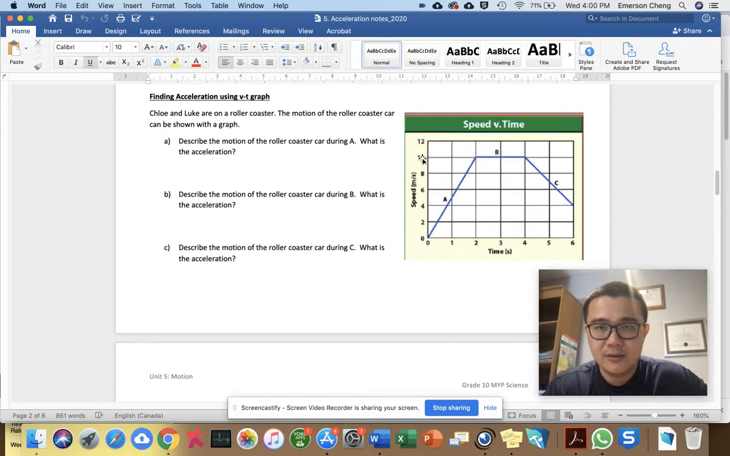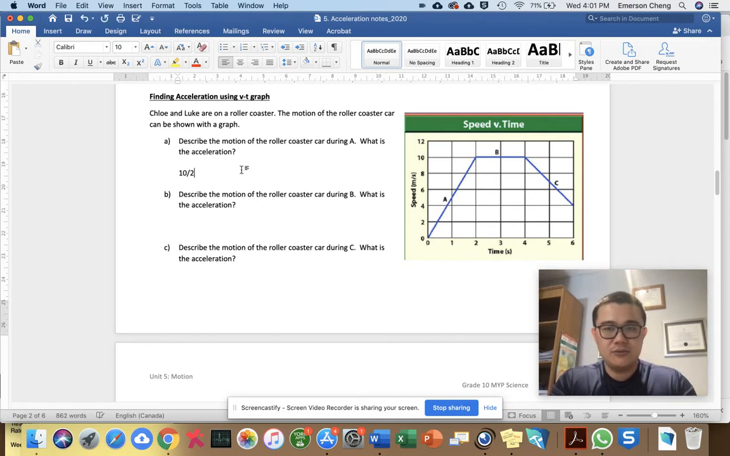So if you look at it here, that's your y2. This is your y1. Okay, 2. So 10 minus 0 is 10. This is your x2, this is your x1, this is 2. So 10 divided by 2, this should be your acceleration here. It should be 10 divided by 2, which is 5 meter per second squared. Okay. Do that.